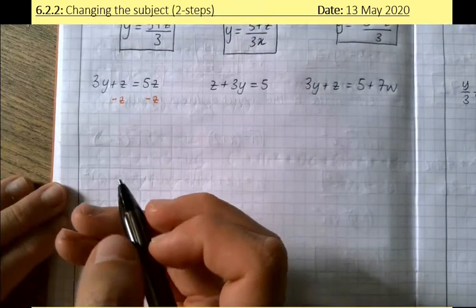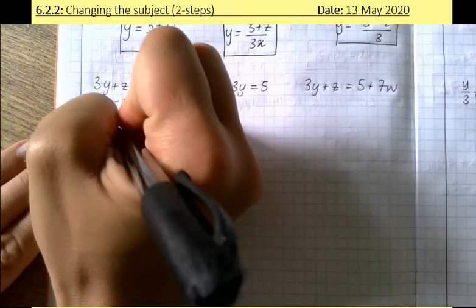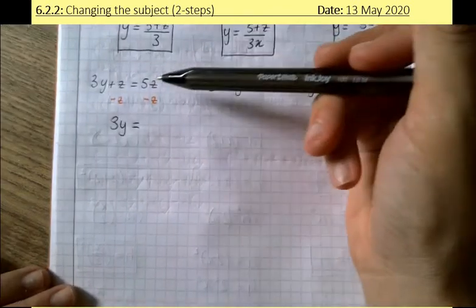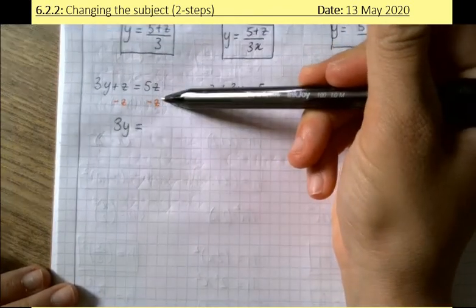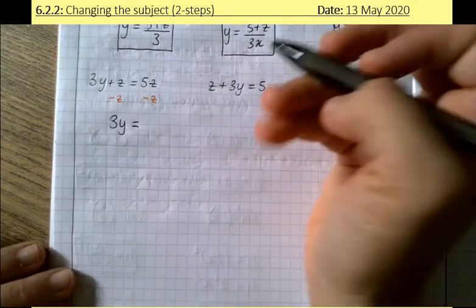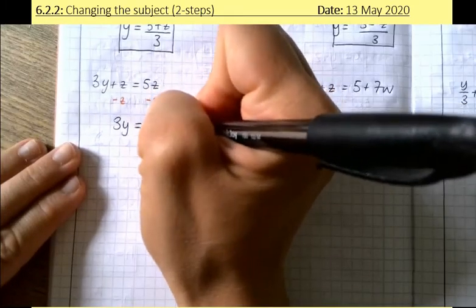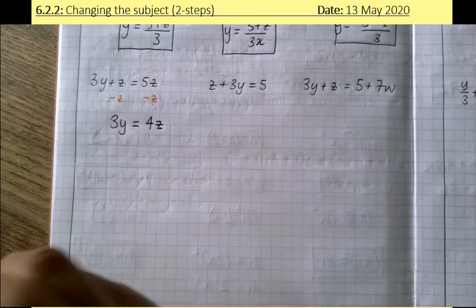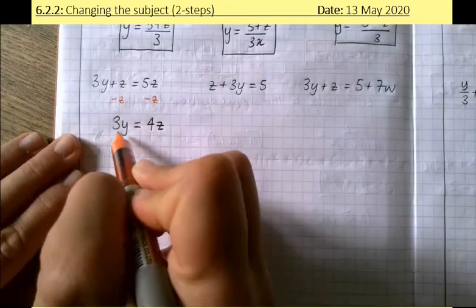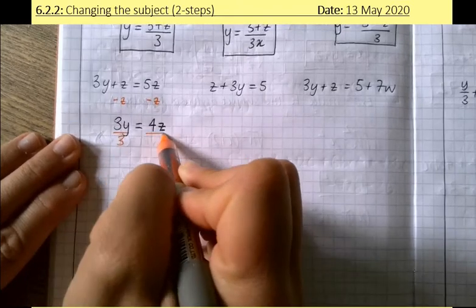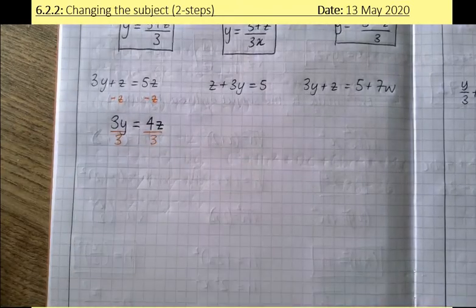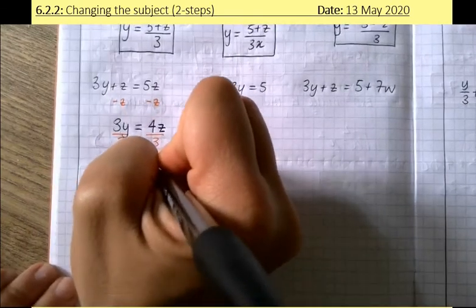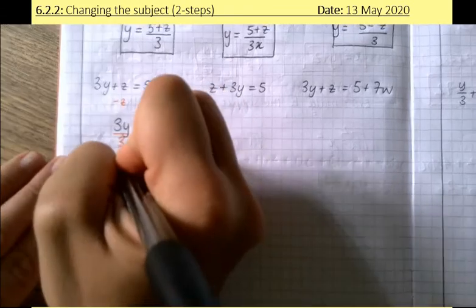So on the left hand side this leaves me with 3y. And on the right hand side I have 5z take away z. Now 5z take away z can actually be simplified or written as just 4z. So that's why this one differs to the previous one. Now to get the y by itself, our next step is to divide by 3 on both sides of the equation. And that leaves me with y equals 4z over 3.